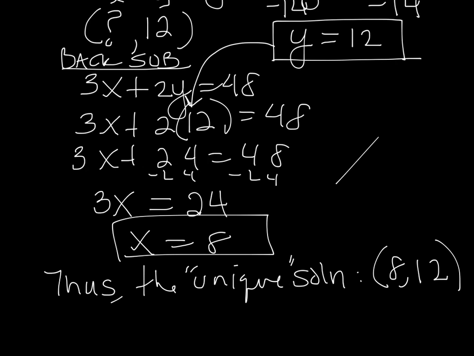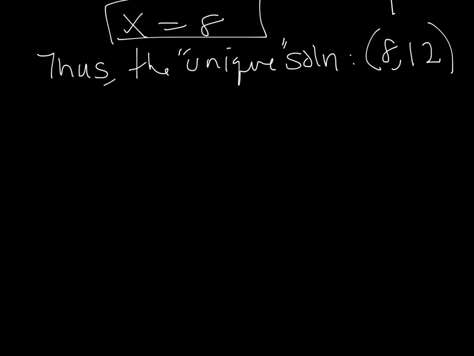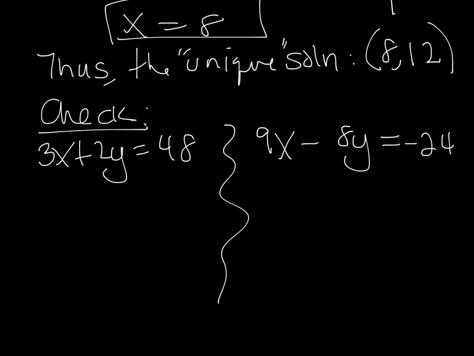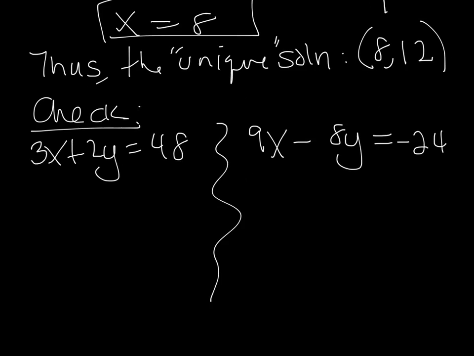If you graph these lines, which is not how they look, I'm just generalizing here, the point of intersection is going to be at 8, 12. Okay, quick check here. So check your solutions. We have 3x plus 2y equals 48. When you check your solutions, make sure you check the original equations, not the equation that you multiplied by negative 3.